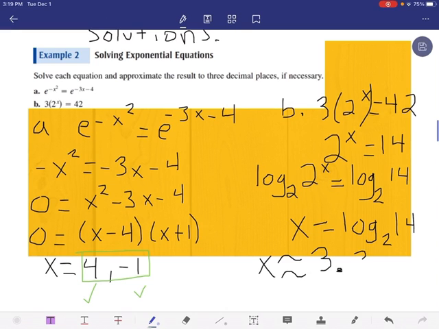It's going to be 3.807. And again, doing a visual check, I only have one answer in this case, so it works, and that is our final solution.